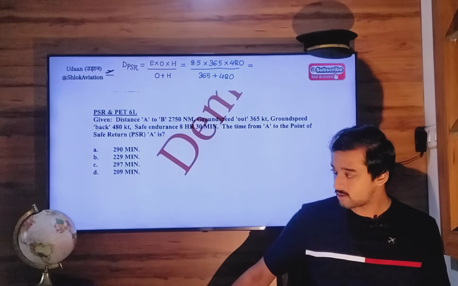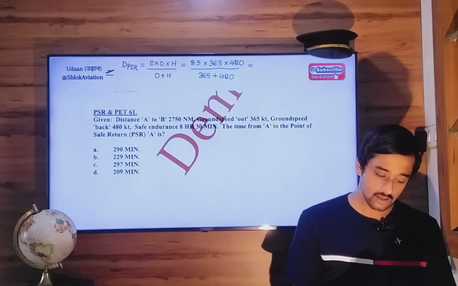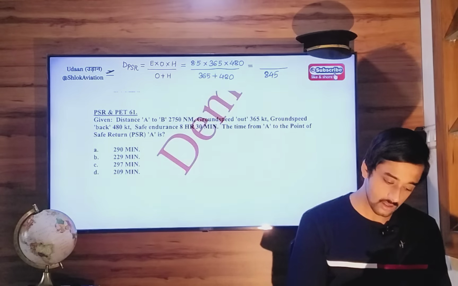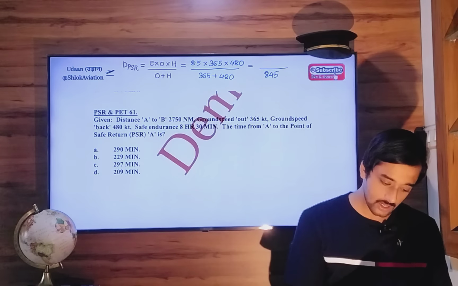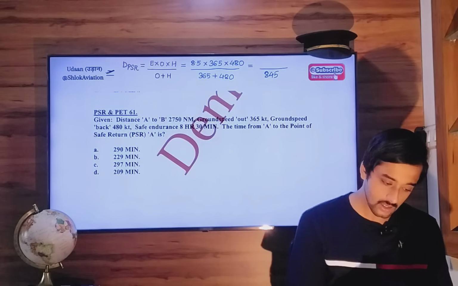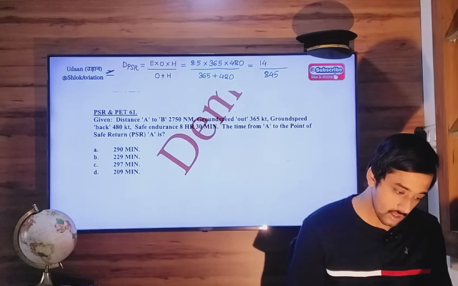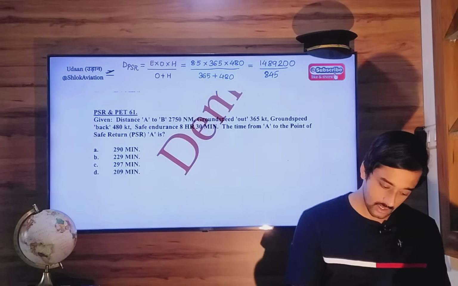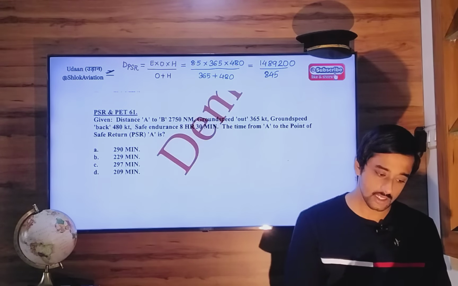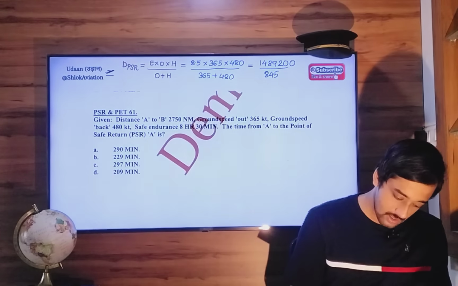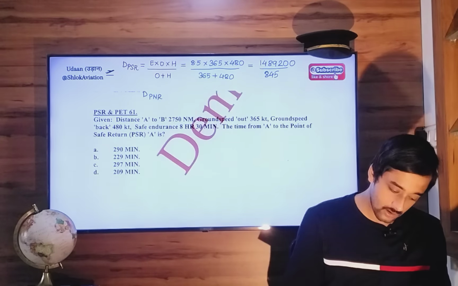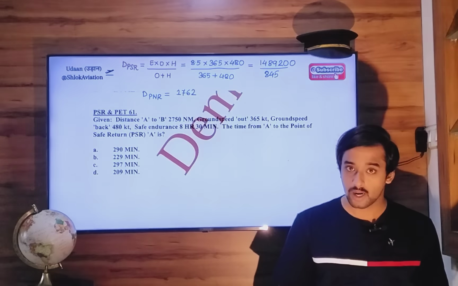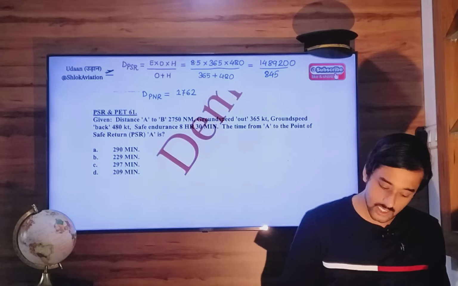So 365 plus 480 is 845. 8.5 into 365 into 480 is 1489200, divided by 845 is 1762 nautical miles. Okay, so distance to point of safe return is 1762 nautical miles. If this is the distance, what is the time?